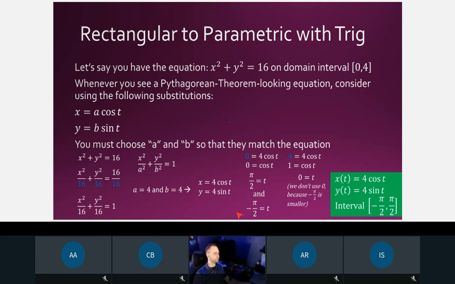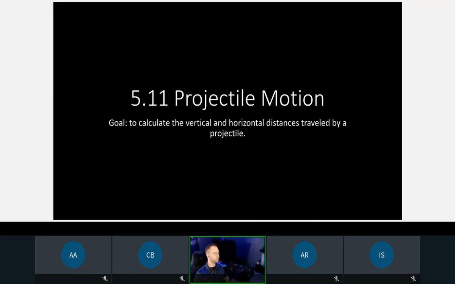Anyway, let's go on to today's stuff. So 5.11, projectile motion. If you are a fan of physics, if you took physics this year or last year, or you plan on taking physics, you will appreciate today's lesson.